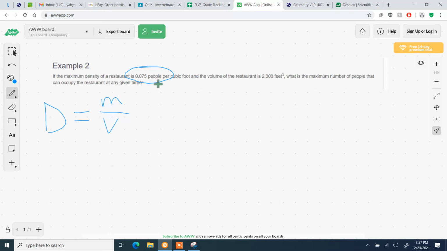So we have 0.075 people per cubic foot. Which one of these three things is that? Well, that's the density, because that tells you people per cubic foot. That's the amount of stuff per volume. So that's going to go over here, that's going to be what D is. So I'm going to rewrite this, and I'm going to plug in some of these numbers.